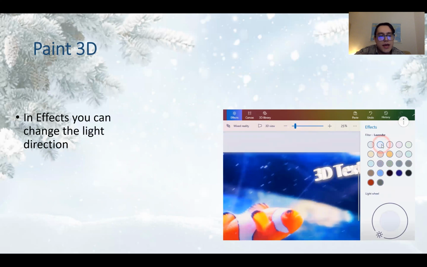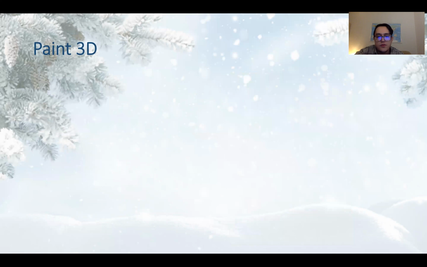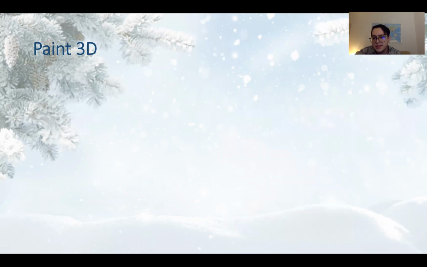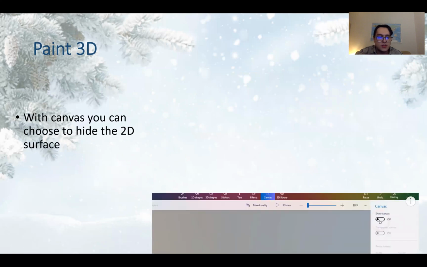In effects, you can change the light direction. If you go to effects in this area, you can choose which direction the light is coming from: from here, from here, from where? From where do you need the light to come from? You can practice this in your Paint3D.